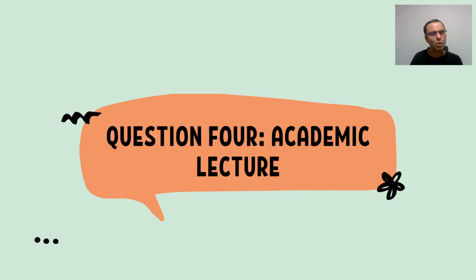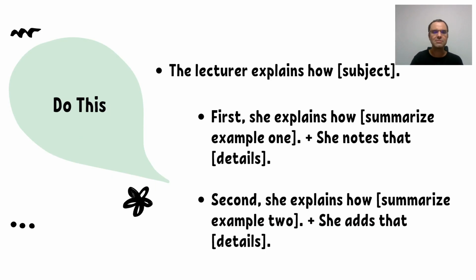Lastly is question 4, which is the academic lecture question. There's only one template for this one. Start out by introducing what it's about. What's the concept? What's the argument that the lecture makes? You're going to say something like, the lecturer explains how, in one of the samples from ETS, it's about how animals survive in cold environments. So you'll simply say, the lecturer explains how animals survive in cold environments. And then you're going to summarize each of the examples one after the other.